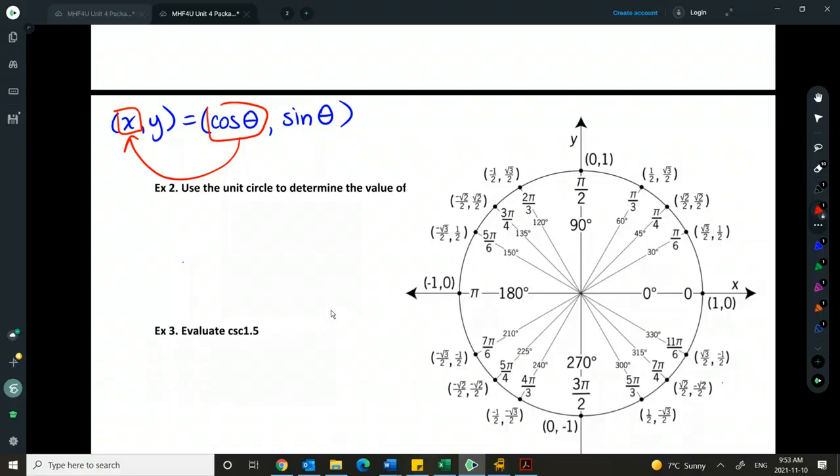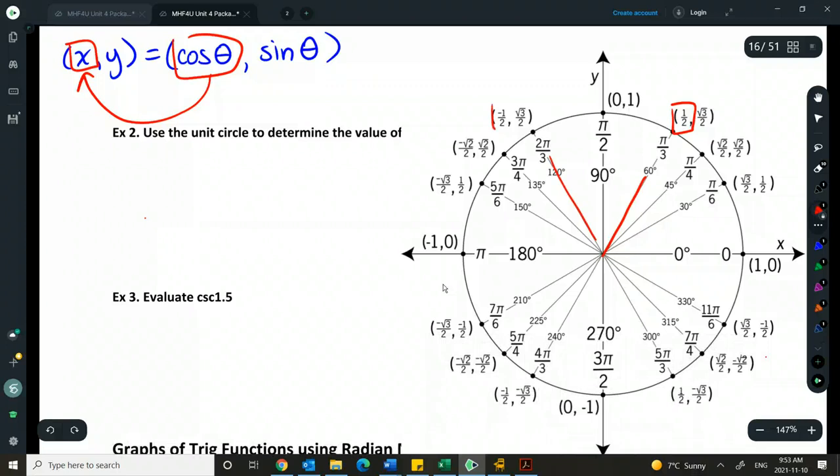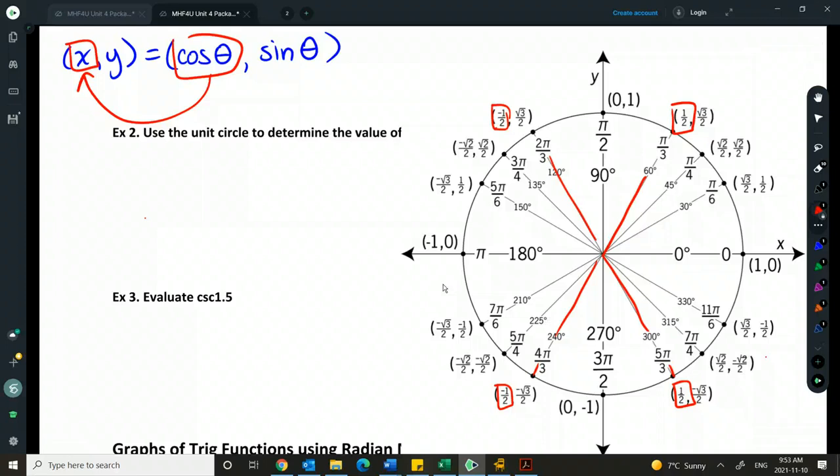Lucas? Pi over 3. So one of them happens at pi over 3. We have a half there. What else? 2 pi over 3. Another one happens here. Yep. 4 pi over 3. And then 5 pi over 3. Great. So did you guys notice that all the sine ones were the pi over 6 ones and all the cosine ones were the pi over 3 ones?